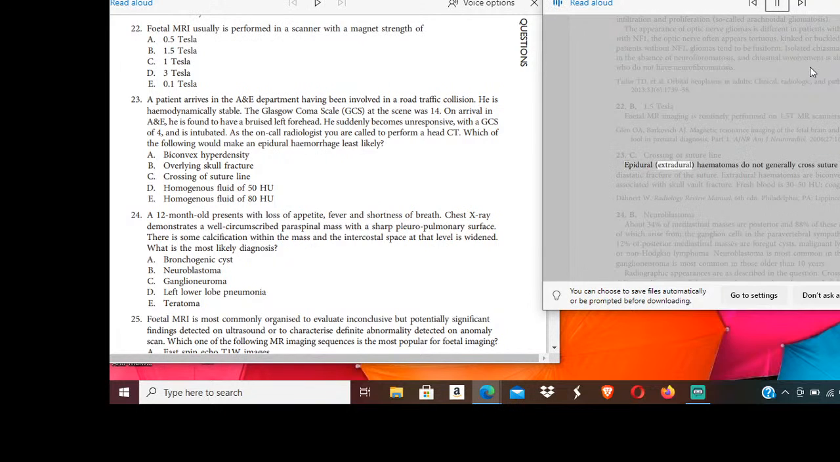23. C. Crossing of suture line. Epidural, extradural. Hematomas do not generally cross suture lines, unless associated with a diastatic fracture of the suture. Extradural hematomas are biconvex, extra-axial fluid collections associated with skull vault fracture. Fresh blood is 30-50 Hu, coagulated blood is 50-80 Hu. Dähnert W. Radiology Review Manual, 6th edition. Philadelphia, Pa.